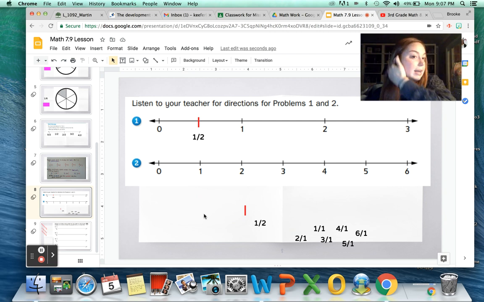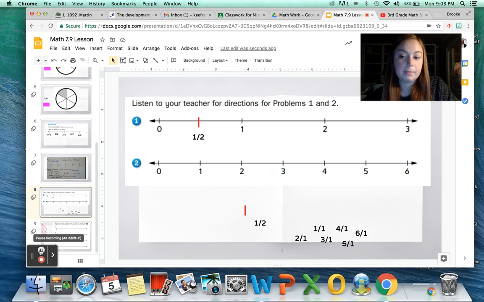Number line 1 had 3. How many are on number line 2? There would be 6, because look, this is 1, 2, 3, 4, 5, 6. Up until this point, we've really been looking at just 0 to 1 or 0 to 2, but this is what it would look like to represent 6 wholes on a number line.